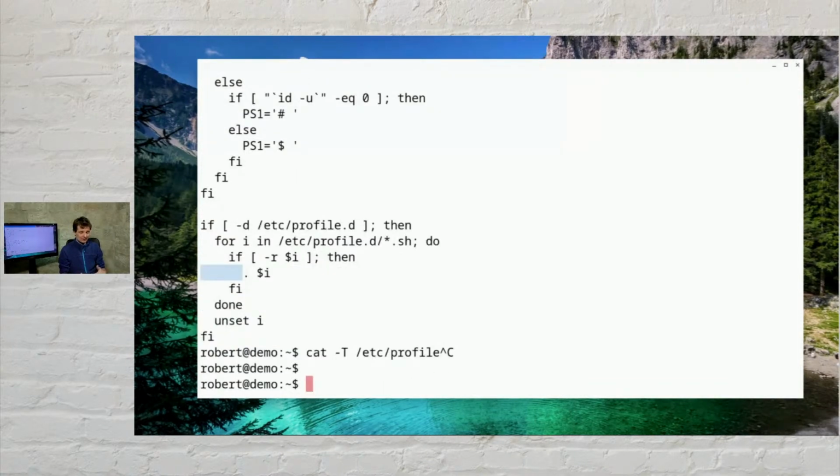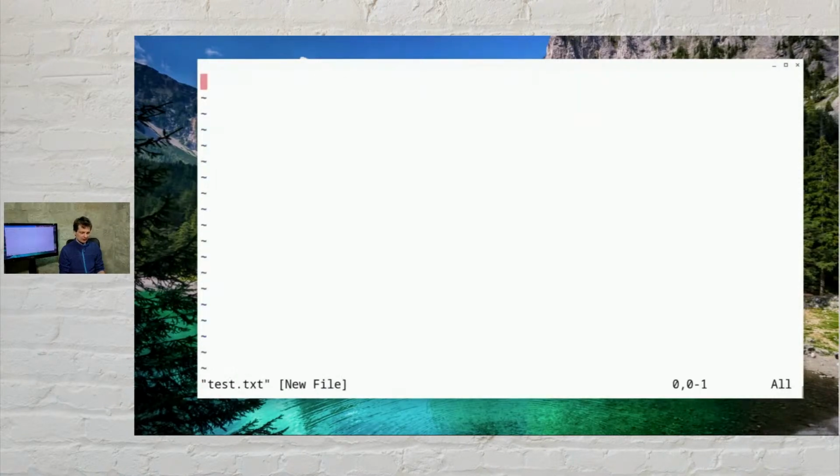Let's create an example with tabs, test.txt. Let's create a line where the second word is indented with spaces: Hello world. And now a second line where the second word is indented with tabs.